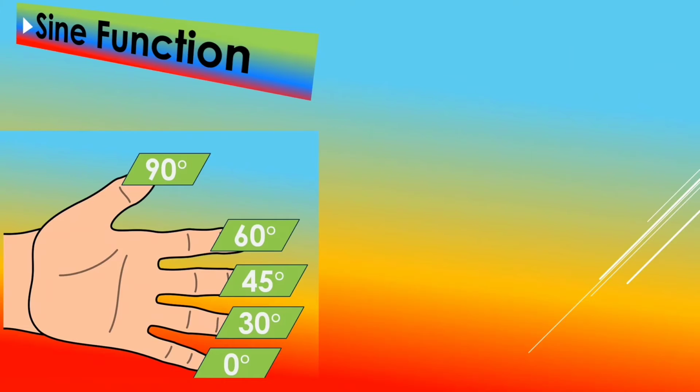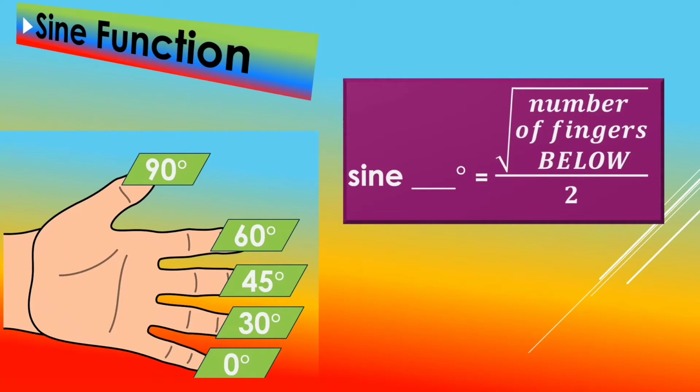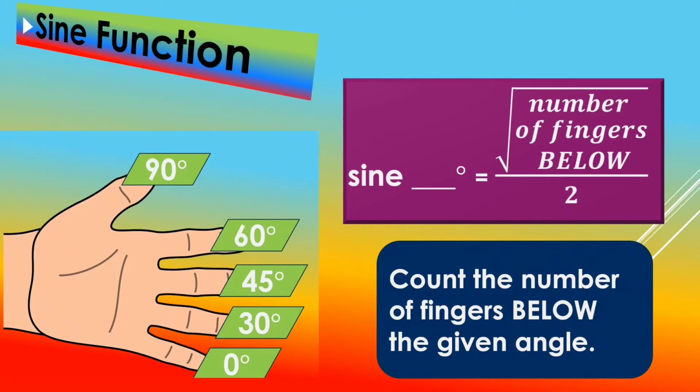Let's have the sine function. So for sine function, we have sine of the given angle equals the square root of number of fingers below over 2. So you are going to count the number of fingers below the given angle.